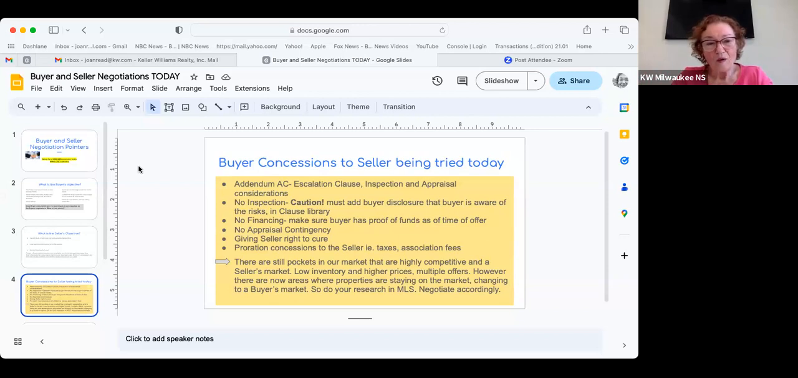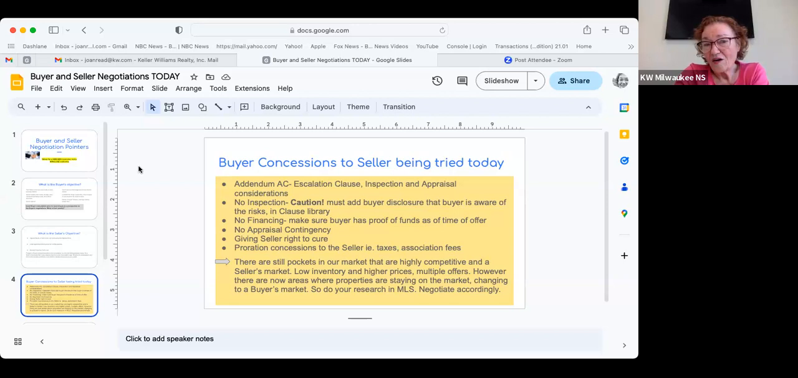You probably always should give the seller right to cure in this kind of a market. Not giving the seller right to cure gives the buyer the option to cancel the contract if there's even one defect found. So sellers don't like that. They don't like to read that. They don't like that loss of control. When the seller has the right to cure, the contract can still stay alive if the seller decides to cure the defects.